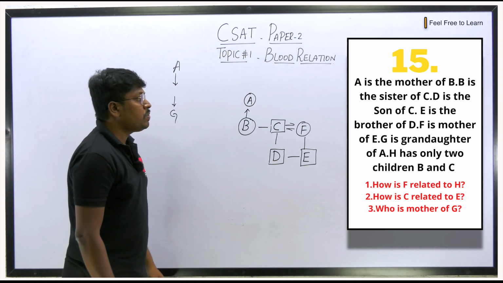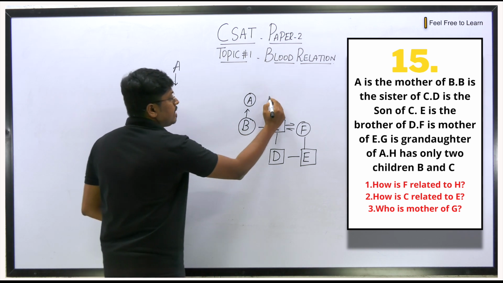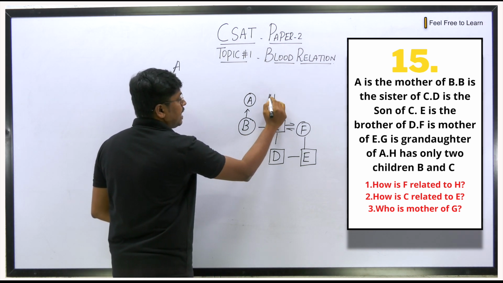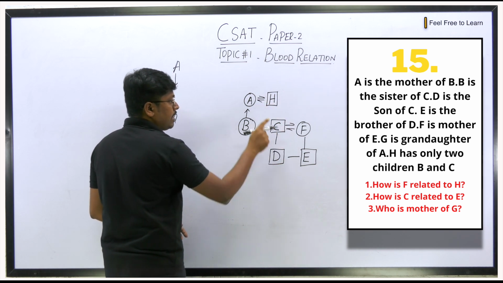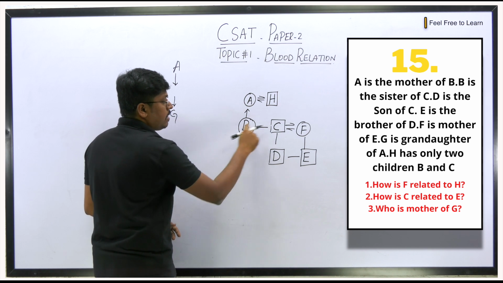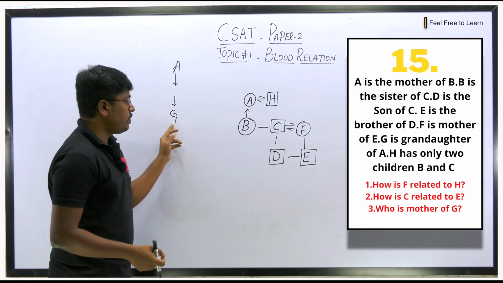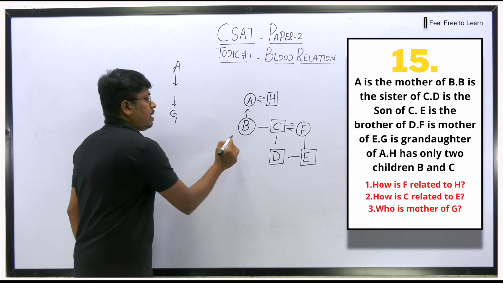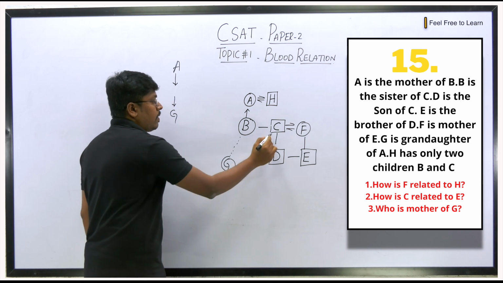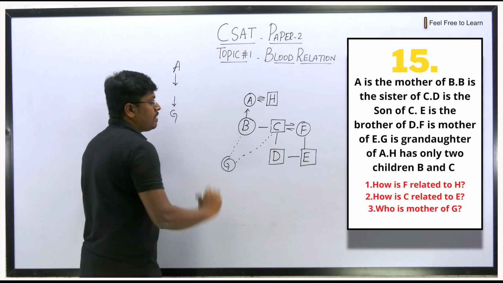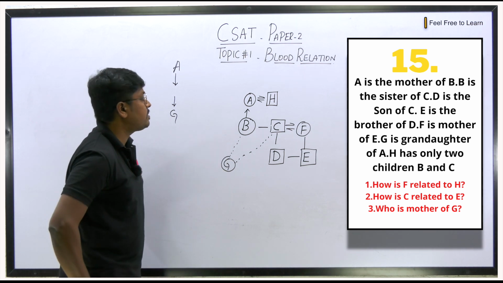H has only 2 children, B and C. So we can say that the person H will be the male person, so both are married couples. Only then we can say that the person H has 2 children, B and C. But here we can't fix the person G, right? So it is possible that G can be B's daughter, or else the person G can be C's daughter. Understood? So let me move on to the questions under this passage.